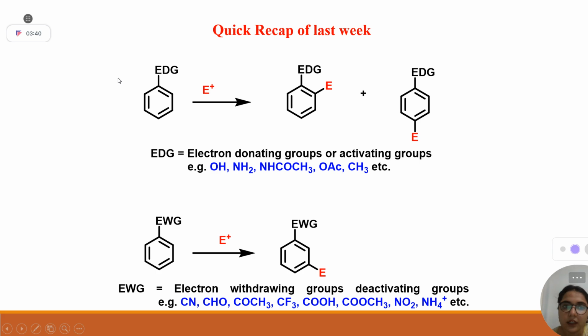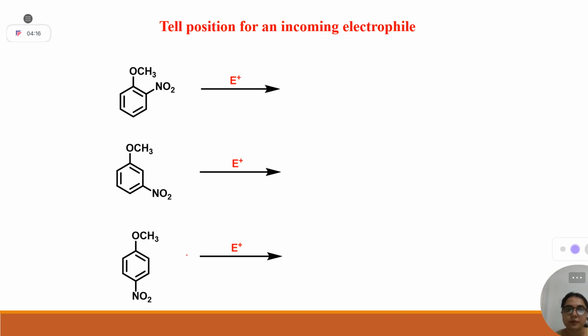So if we recall, last week we saw where the incoming electrophile will come in electrophilic aromatic substitution. If the benzene ring is attached to any electron donating group like OH, NH2, meaning any species having a lone pair, it will invite the incoming electrophile at two positions, ortho and para. In the presence of an electron withdrawing group, the incoming electrophile goes to the meta position. I hope you know this.